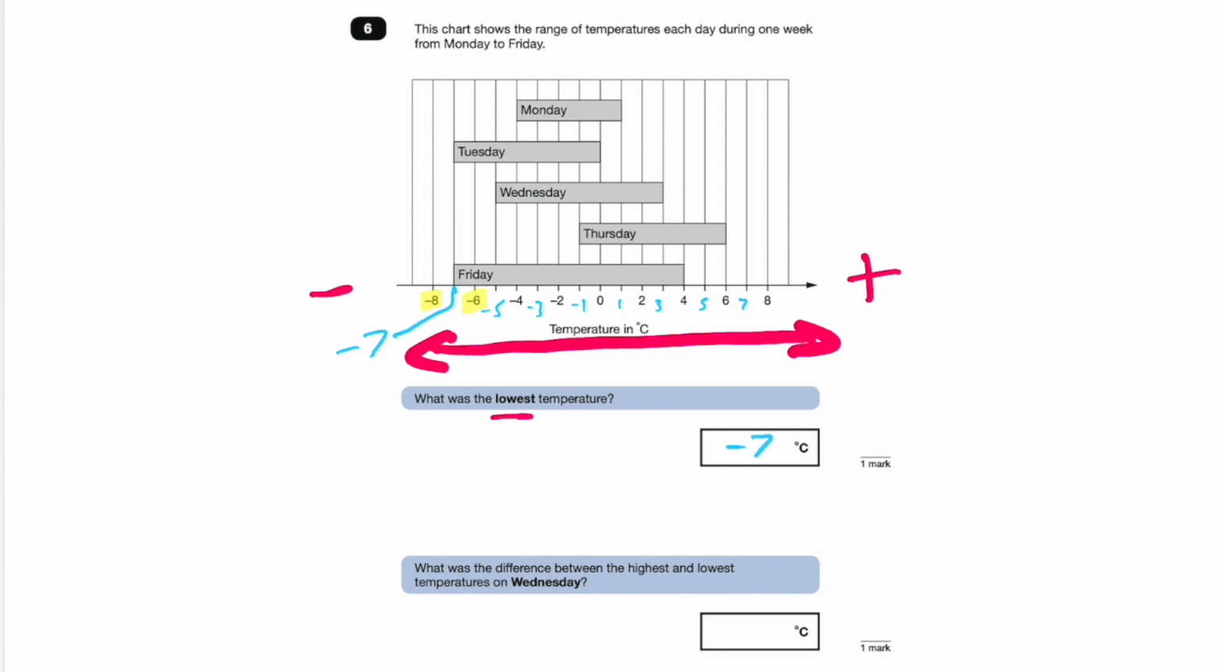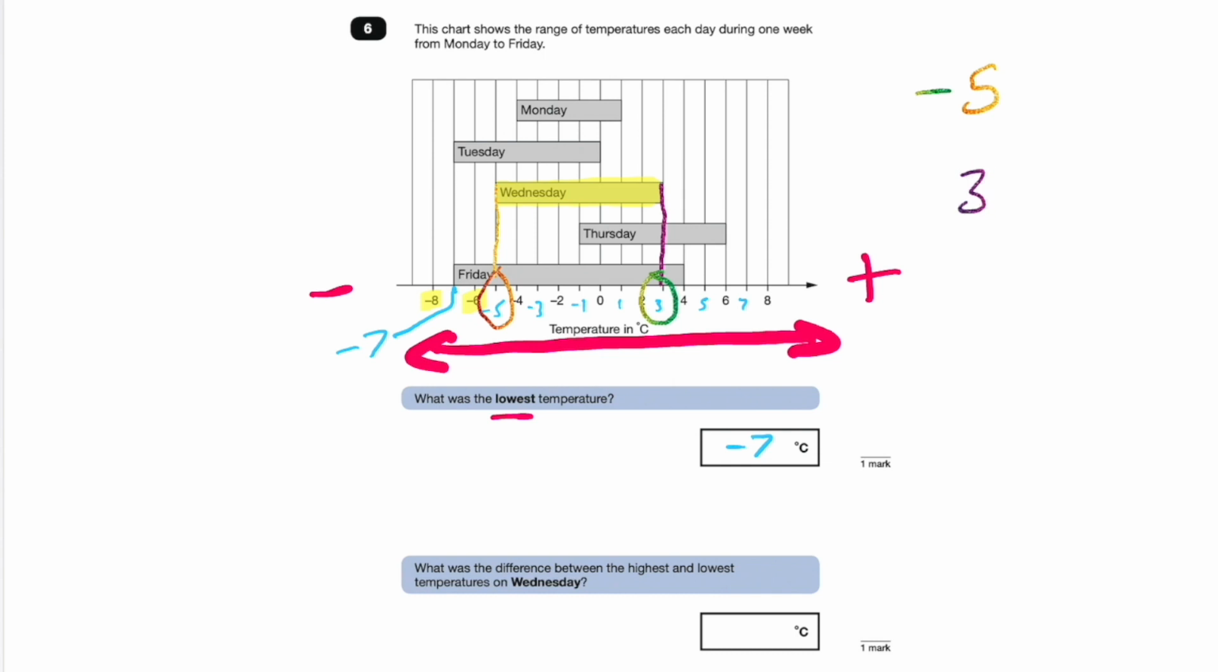Question 2 says, what is the difference between the highest and the lowest temperature on Wednesday? So we're only focusing on Wednesday, and it wants to know the difference between the highest and the lowest. And I bet we're going to use those missing values again. Yes, we are. Look. So Wednesday, the lowest value was this one here, -5. And the highest value, again one of our missing values, was at 3. So how do we get from -5 to 3?